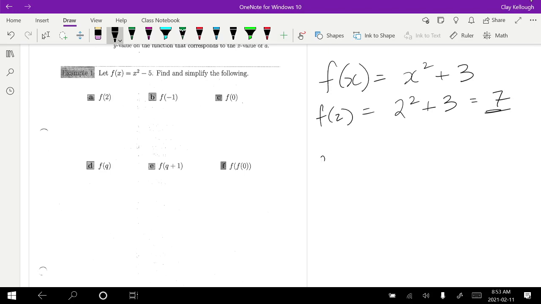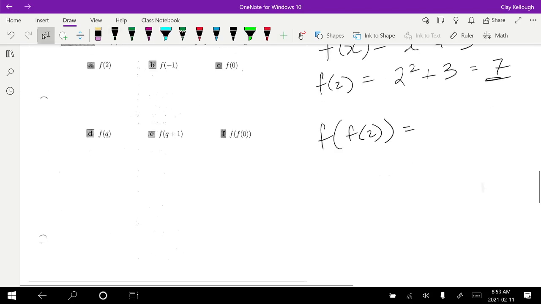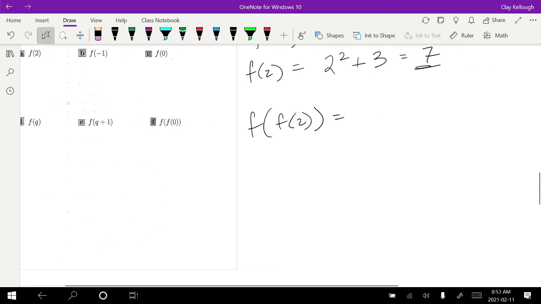But what if I wanted f of f of 2? You might have done a little bit of this in grade 10. What does that mean? Well, I know f of 2 is 7, so I actually want to know what f of 7 is. So in other words, I take the output and I put it back into the input again. So quick, what's f of 7? It's 7 squared plus 3, which is 49, and 3 is 52.